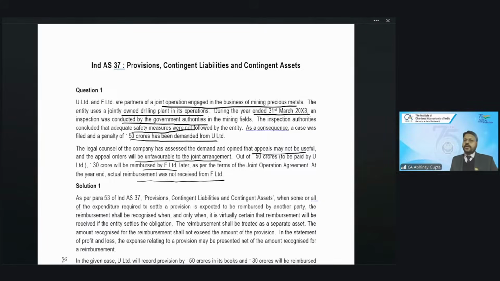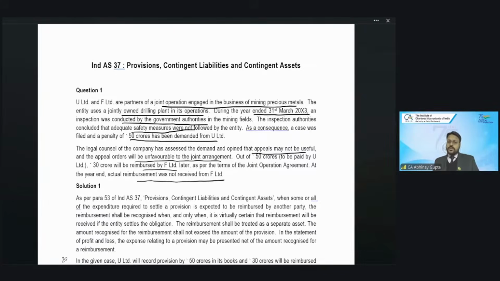The fact is, U and F are into the joint venture. They are doing the mining business together. They own a drilling plant, which is owned by both of them jointly. Using that, they have drilled something. Inspection has happened. Government levied a 50 crore penalty on U Limited for not following the appropriate safety measures. And lawyers of U Limited say if we go for appeal, we will lose the case. Hence, there is no point in doing any appeal. Let's pay 50 crores to the government and get out of it.